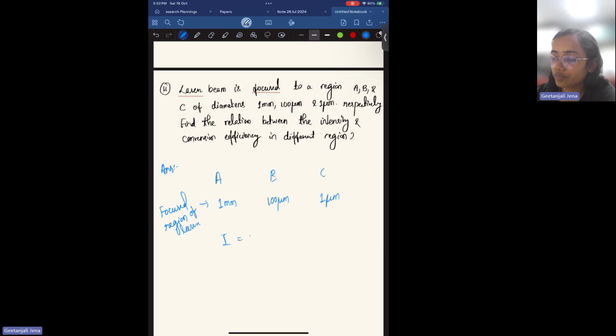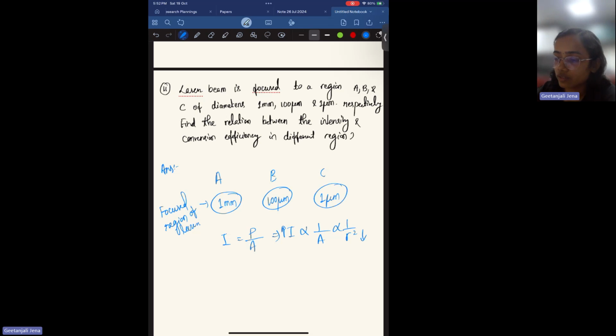Intensity is given by power per unit area. So intensity is inversely proportional to A, that is R square. So the lower the radius, the higher the intensity. If you see, this is 1 mm, this is 100 micrometer, this is 1 micrometer.